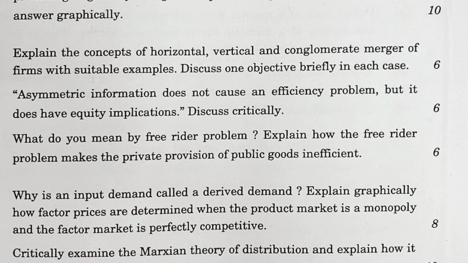The next question was about asymmetric information: asymmetric information does not cause any efficiency problem, but it does have an equity implication. Examine this critically. We have to give the answer. By asymmetric information, it is a situation in economic transactions where one party possesses more or better information than the other party. Its consequences are moral hazard, adverse selection, or market failure. So this is the theoretical question.